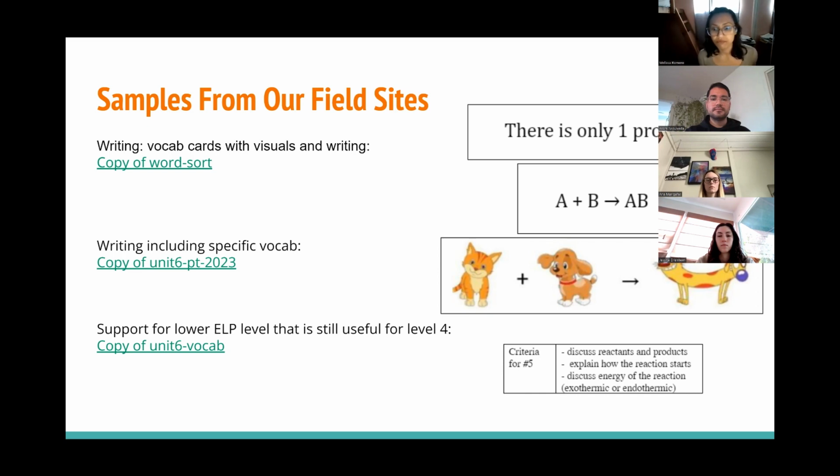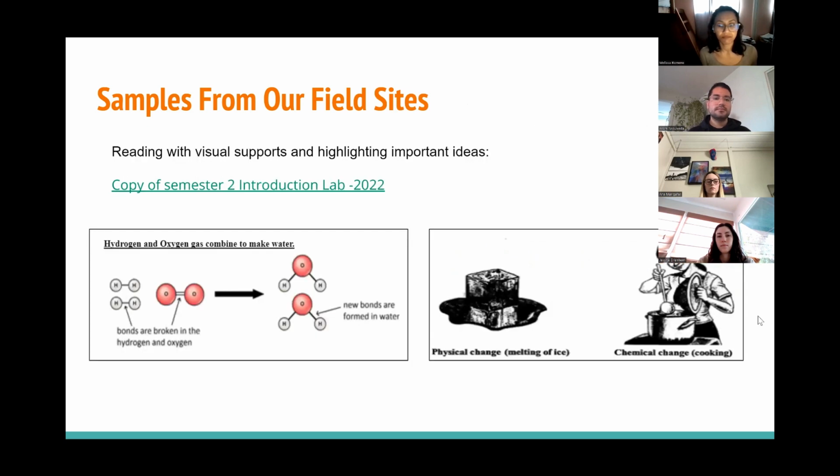Another one that we have for our performance task, they were asked to draw a model and to give an explanation. And instead of telling them, oh, use these specific words, we just gave the criteria of discussing reactants and products, explaining how the reaction starts, and discussing the energy of the reaction. Next.